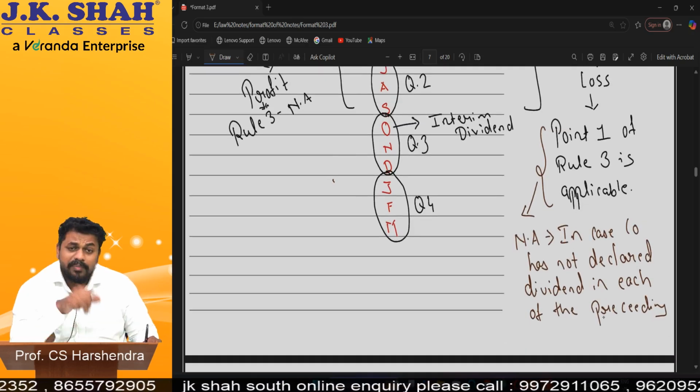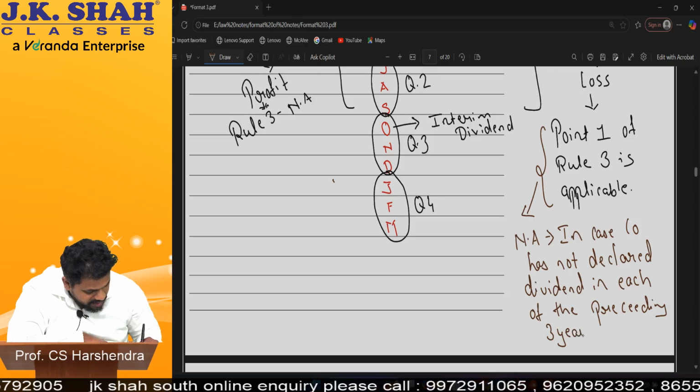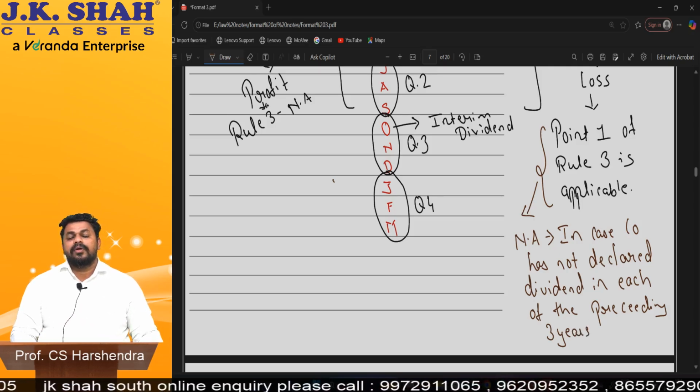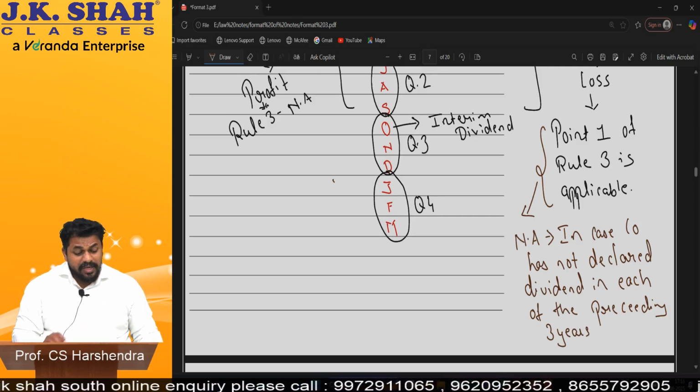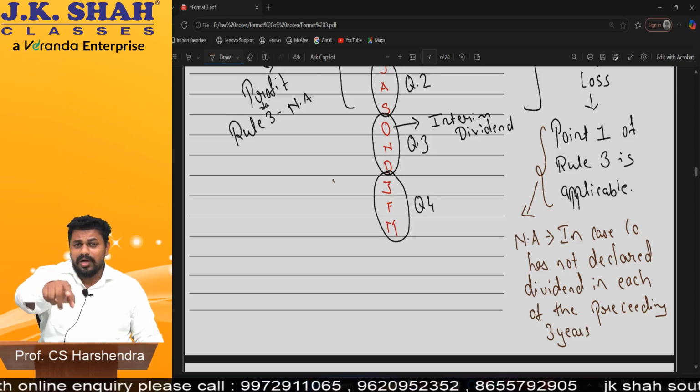We'll read tomorrow about interim dividend from the JKSC book also. In each of the preceding 3 years. Did you understand? That means, beta, if in each of the preceding 3 years dividend is declared, then only this rule is applicable.